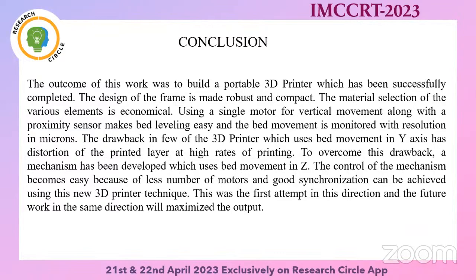The drawback in a few of the 3D printers which use the bed in the y-axis is distortion of the printed layer at a high rate of printing. To overcome this drawback, a mechanism has been developed which uses bed movement in Z. The control of this mechanism becomes easy because of the smaller number of motors and good synchronization. This can be achieved using the new 3D printing technique. This was the first attempt in the direction of this project. Further work in the same direction will maximize the output.